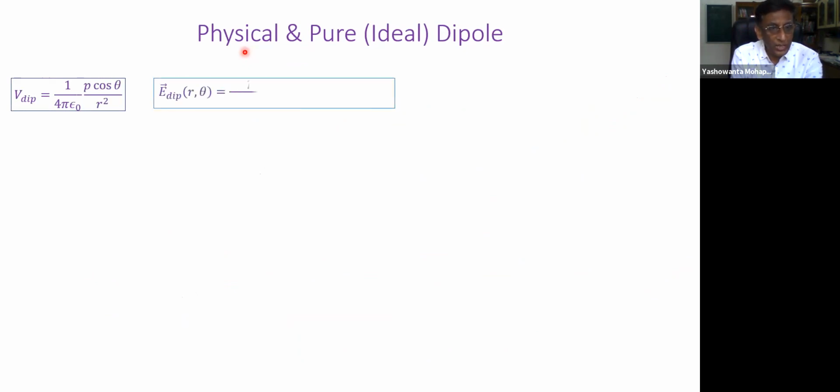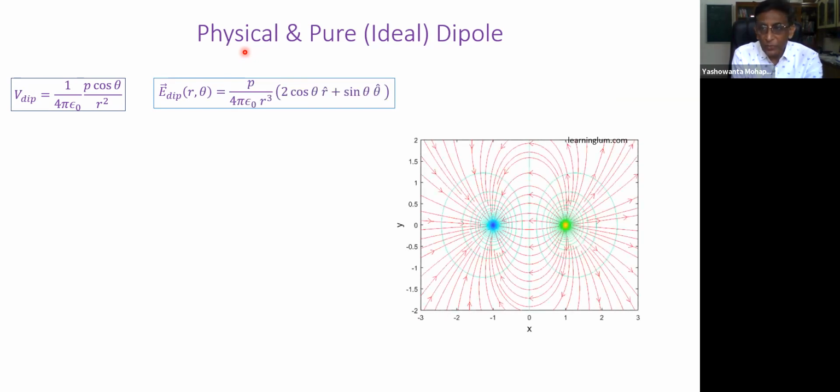There is a difference between a physical dipole and an ideal dipole, and quite often it's not clear. Sometimes you talk about an ideal dipole where Q and minus Q are separated so little that it is indeed a pure dipole. And if there is a distance which you can acknowledge, then it's a physical dipole. That's the difference. So this, of course, we know. And E dipole, I'm just repeating what I derived in the last slide.